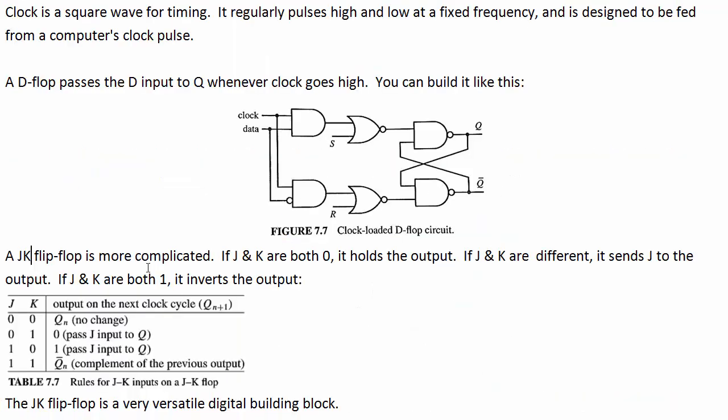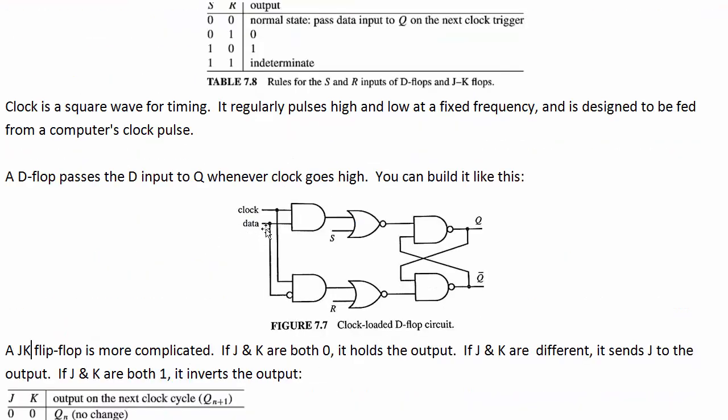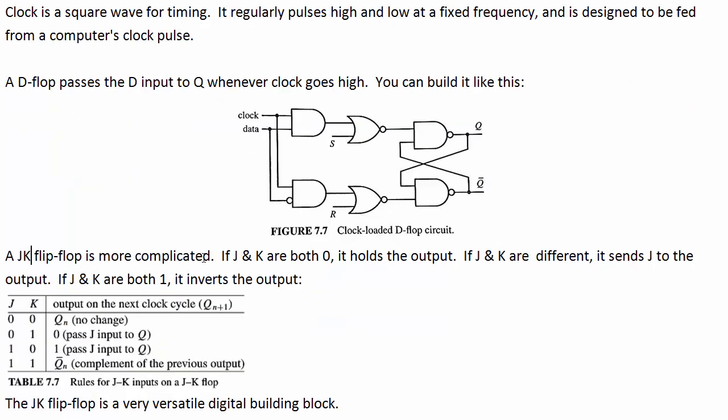A JK flip-flop, on the other hand, is more complicated because we've got two inputs. Here's how it works. If both J and K are 0, then when the clock triggers, nothing happens. So unlike the D flip-flop, where it just sets whatever data is to the output whenever clock triggers, on the JK flip-flop, if both inputs are 0, it just leaves the output alone. This lets you more easily use it like a latch. If K is 1 and J is 0, or if J is 1 and K is 0, if they're different, then it sets the output to whatever J was. That's a good way to remember it.